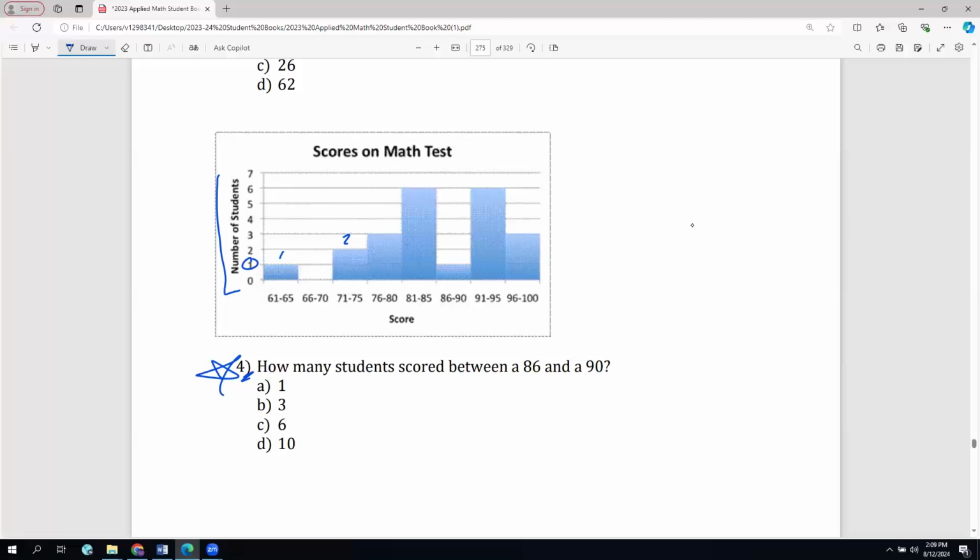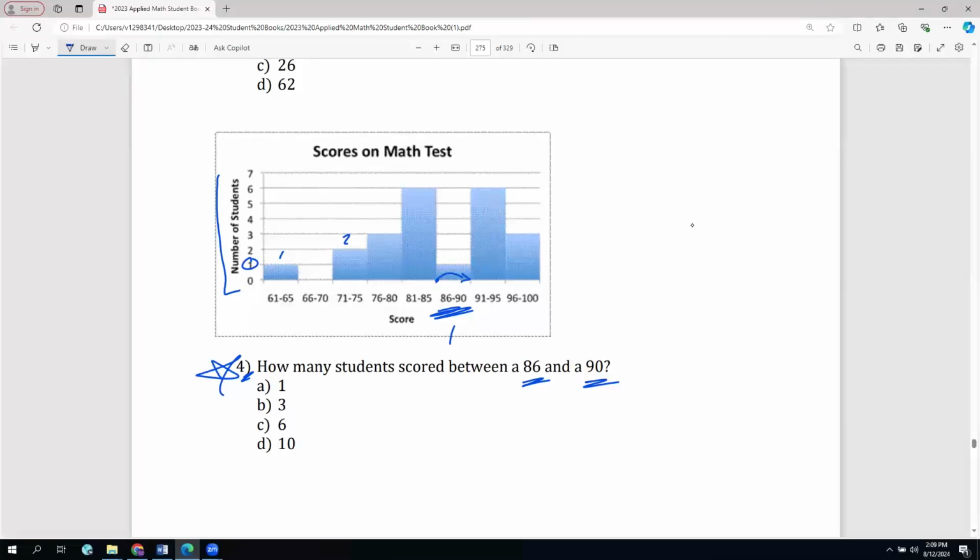All right, are you ready? We're just looking at the interval 86 to 90. When I look at 86 to 90, it's only one interval. It's actually only from here to here. As the previous question asked, I don't have to include any other intervals. I only have to look at that one and answer that.